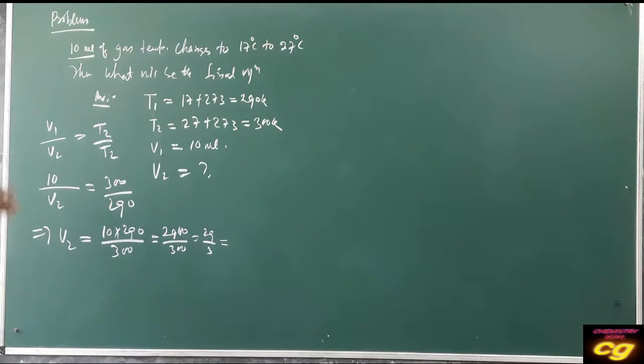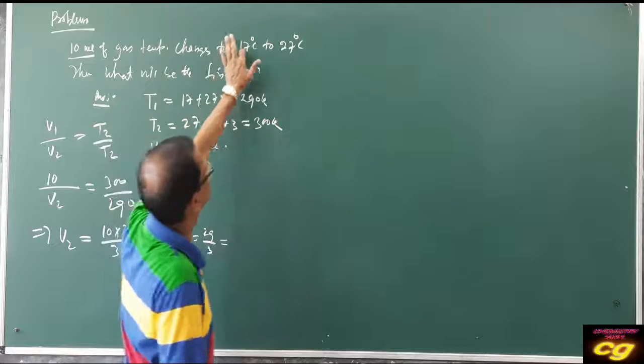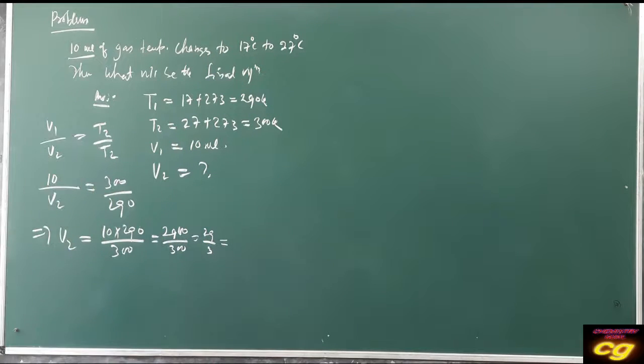V2. 10 ml of gas, temperature changes from 17 to 27. Then what will you get? How much? Calculate it.